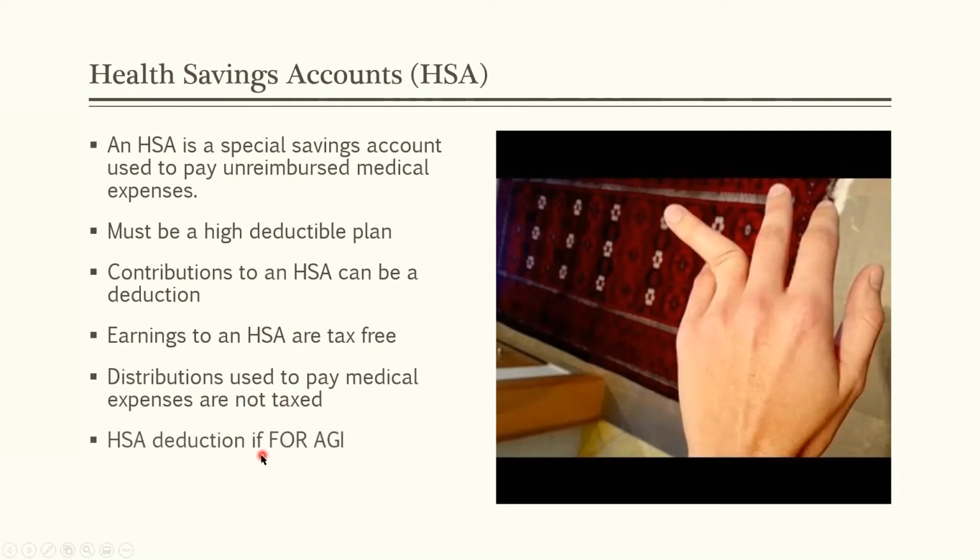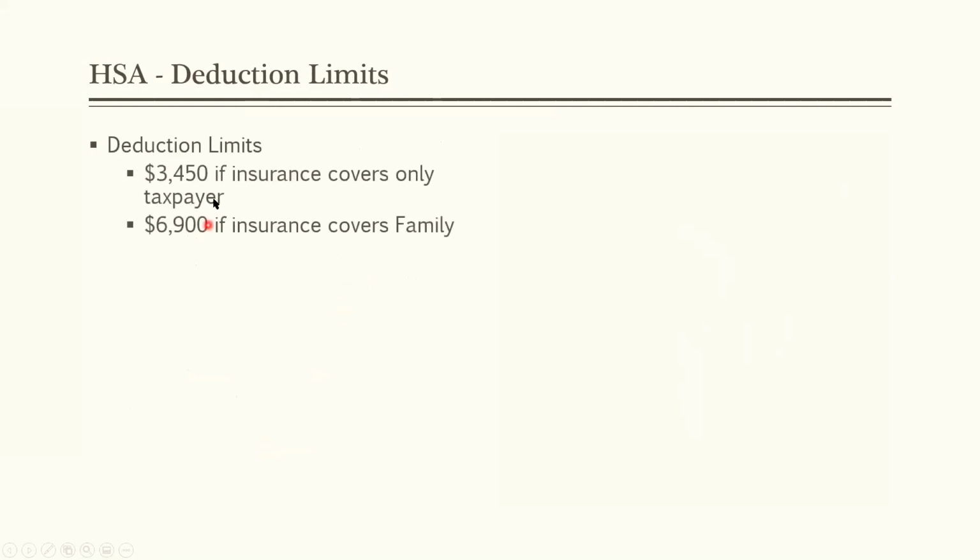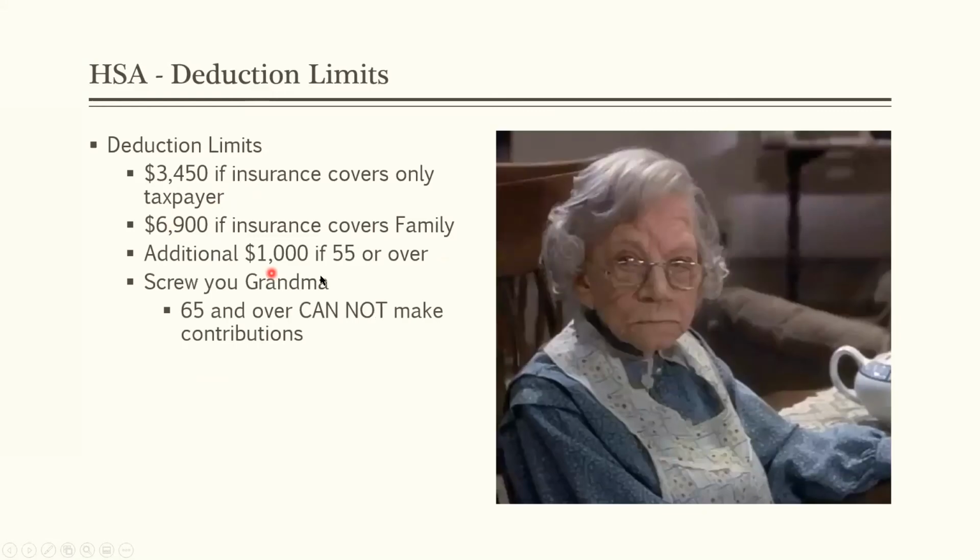HSA deduction is for AGI. Apparently I can't type, that should be "is." HSA is a deduction for AGI, so it's an above-the-line deduction. Here are the deduction limits. You can deduct up to $6,900 for family, or $3,450 if it covers just yourself. If you're over 55, you can add an extra $1,000. And if you're over 65, you can't make any contributions. I don't know why. I think it's because now you're going to be covered by Medicare, so you really don't need the HSA when you're 65 or older.